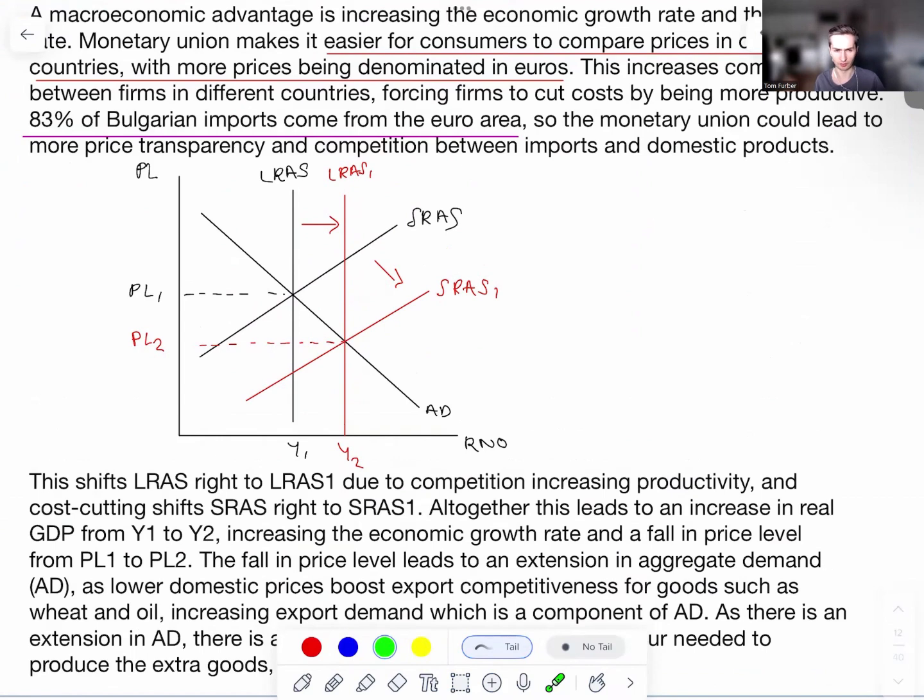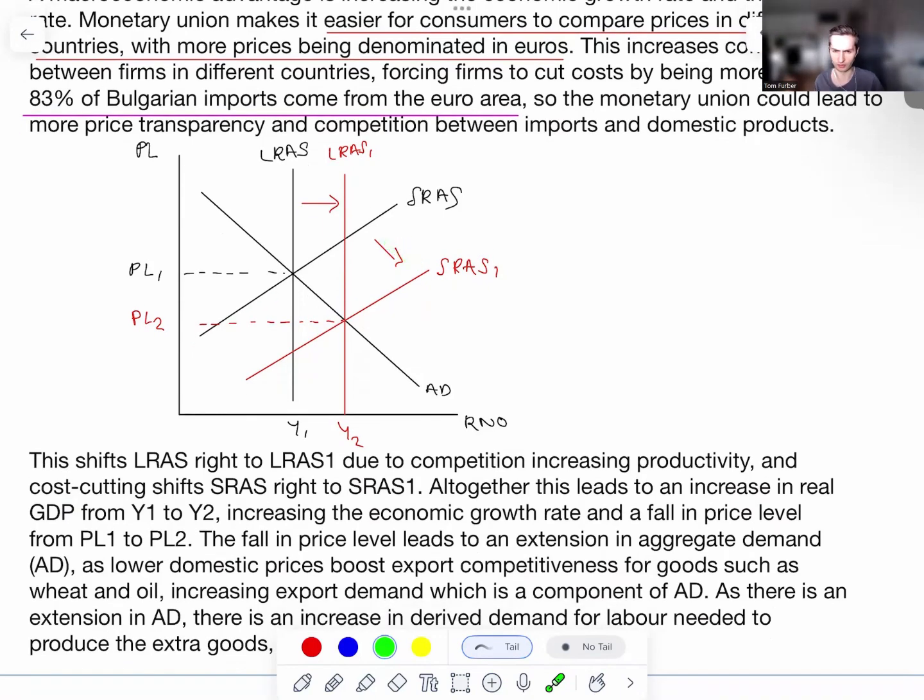Let's analyze the diagram now. So this diagram shows LRS shifting right to LRS1 and SRS shifting right to SRS1. So why is LRS shifting right, first of all? Well, productivity is increasing because of the extra competition. And we also mentioned there's cost cutting, so that's going to shift the SRS to the right. So altogether, that leads to real GDP increasing from Y1 to Y2 as we move from this equilibrium here to the new equilibrium here. And it also means the price level falls as well from PL1 to PL2.